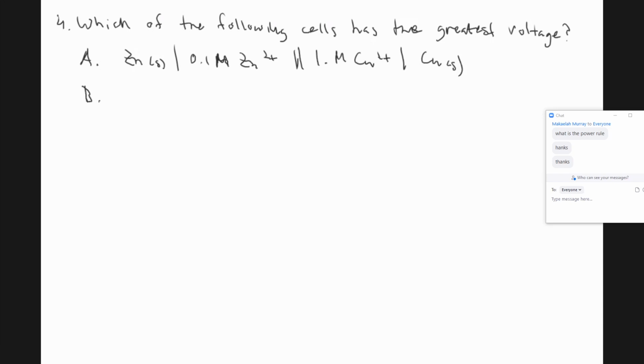B, zinc solid, 1 molarity of zinc 2+, 0.1 molarity of copper 2+, copper solid.